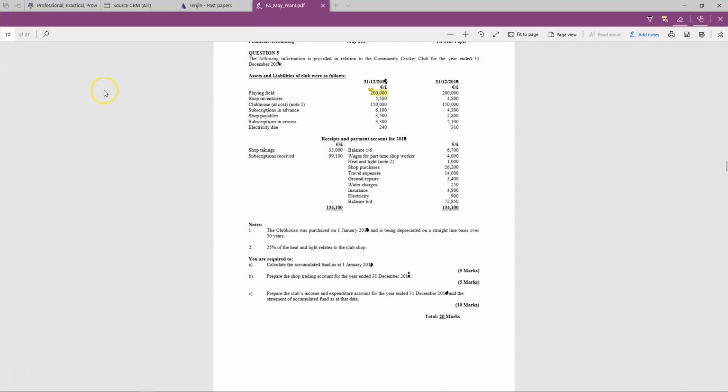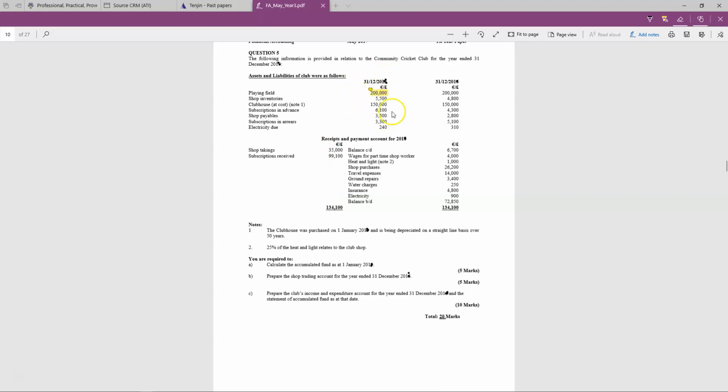So again, if we look at the question, look at your requirements: calculate the accumulated fund as at the 1st of January 2017. Prepare the shop trading account for the year ended 31st of December 2017. And then prepare the club's income and expenditure account for the year ended 31st of December 17 and the statement of accumulated fund as at that date. Okay, so let's look at our question here.